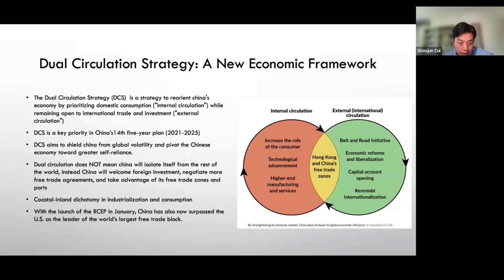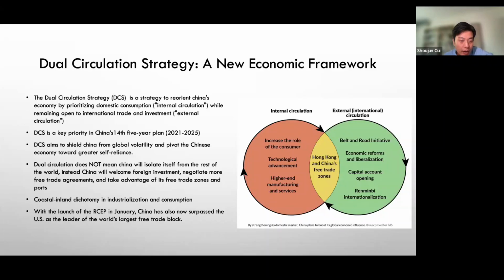The consumers there, the households, their income is lower than the coastal area, and also the industrialization is slower. So if China can successfully push forward the industrialization process in the hinterland, I think a lot of people will have a better life, and they will be capable of buying more consumption commodities from China. That could be a new drive for China's economic growth.